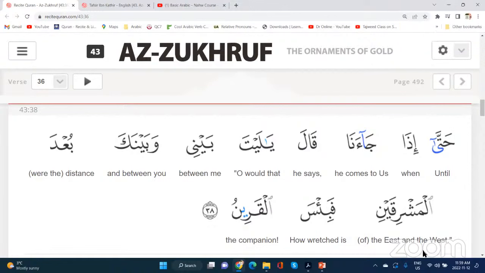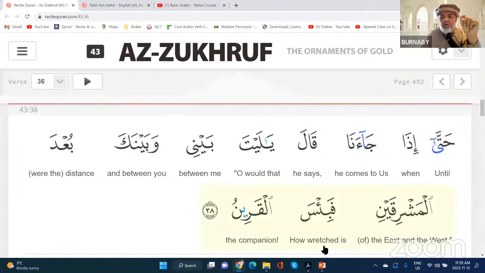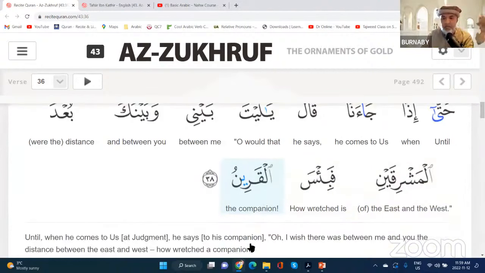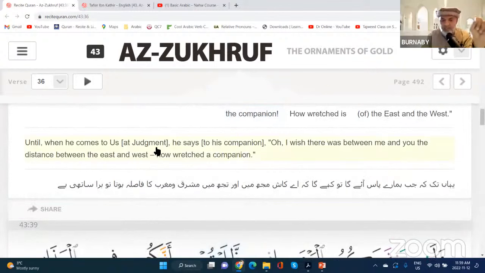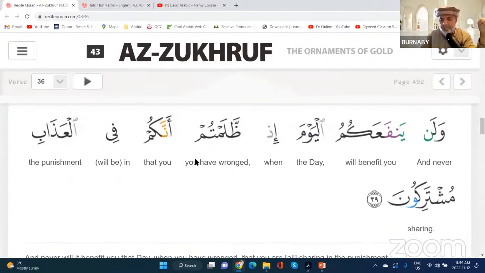Okay. Fa bi'sal qareen, and how wretched is the companion. How bad is this companion, that when he comes to us at judgment, he says to his companion, oh, I wish there was between me and you the distance between the east and the west. How wretched a companion. So far with me, guys?